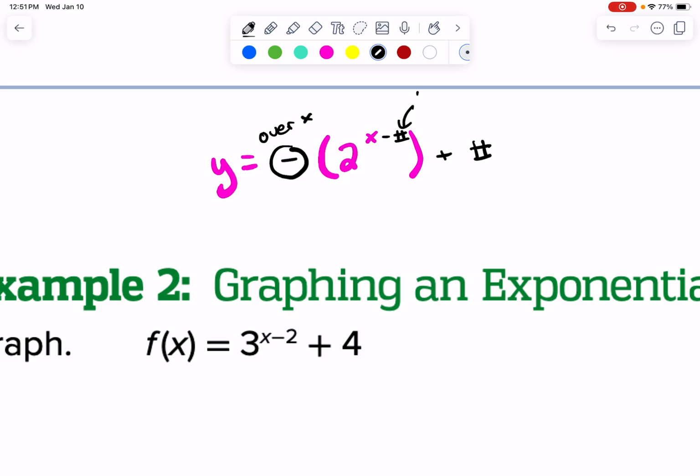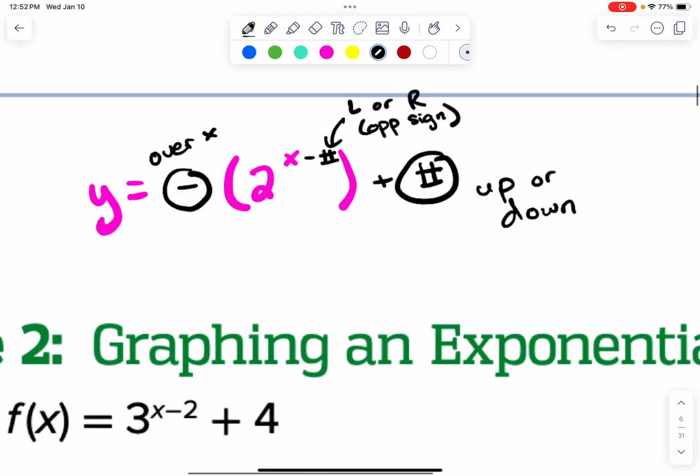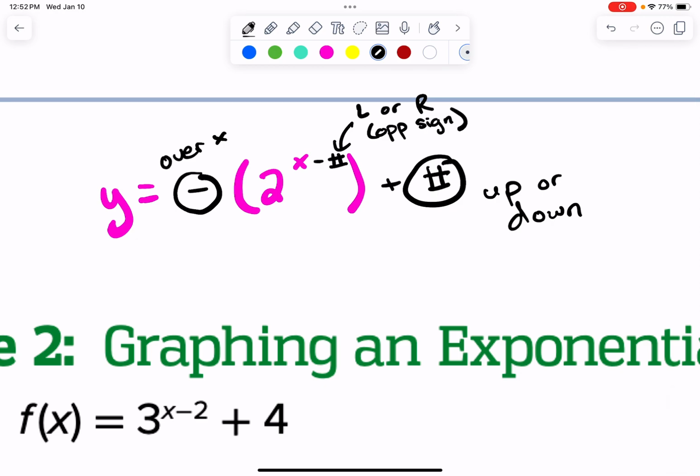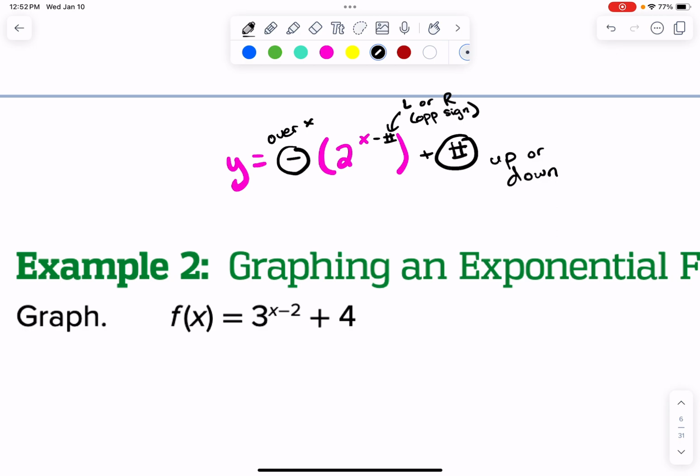This number is going to move him left or right. I'm going to say opposite sign. So negative actually means to the right, positive means to the left. This guy moves him up or down. Okay, and I think for now that's all they're going to have you do for exponential functions. We're not going to worry about vertical stretch, compression, anything like that, okay? So, yeah, write that part down. That's what those numbers are going to do to this, okay?